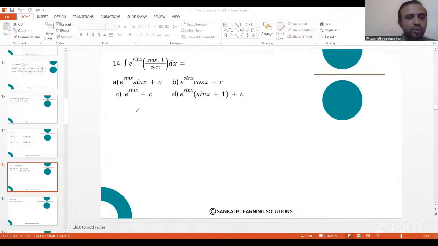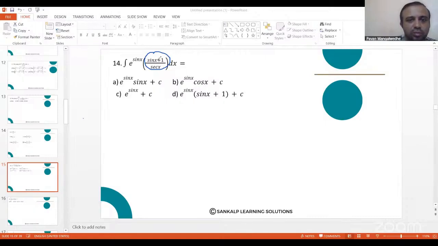The first option is e raised to sin x plus c, the second is e raised to sin x cos x plus c, the third is e raised to sin x plus c, and the fourth is e raised to sin x plus 1 plus c. Just try to identify the answer. As we know, it is 1 by sec x, so try to identify it with the shortcut.